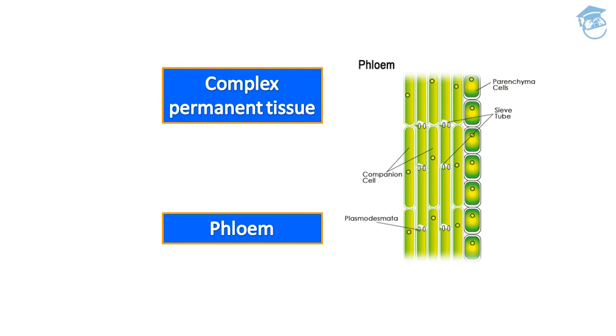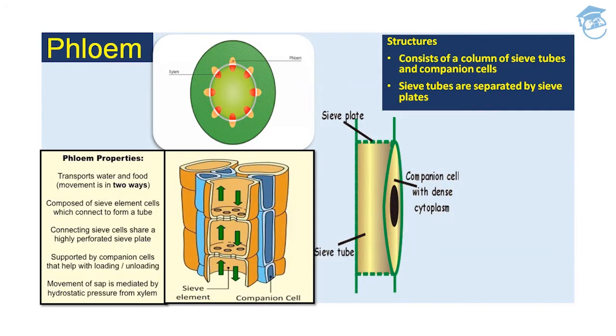So the sieve tube, companion cell, and phloem parenchyma represent the living component of the tissue, while phloem fiber represents the only non-living component of the tissue. So phloem, which is a complex permanent tissue, is described as a living complex permanent tissue. Okay, so let's talk about the structure first.